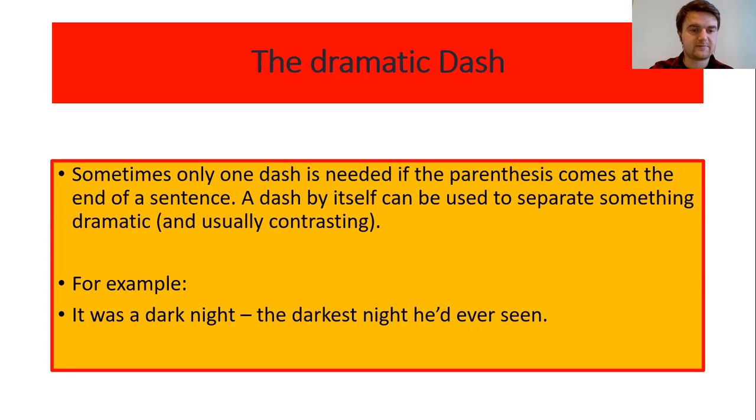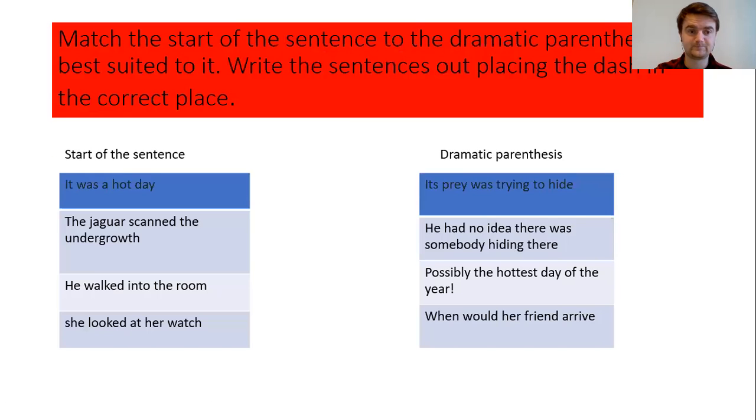So, for example, it was a dark night, the darkest night he'd ever seen. If we just left it at it was a dark night, then that would be fine. But the parenthesis adds a bit more information about how dark the night was. And normally when it's at the end of a sentence, that's why it ends up being quite dramatic. So that's why it's called the dramatic dash.